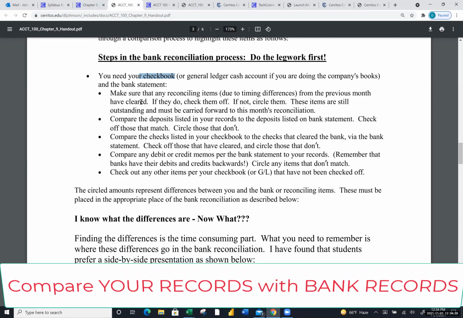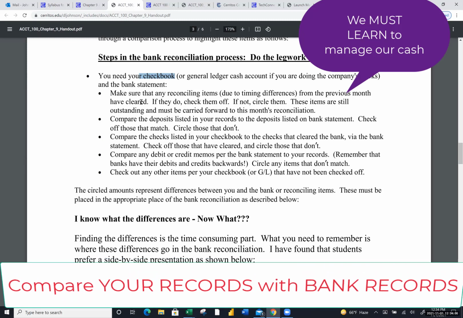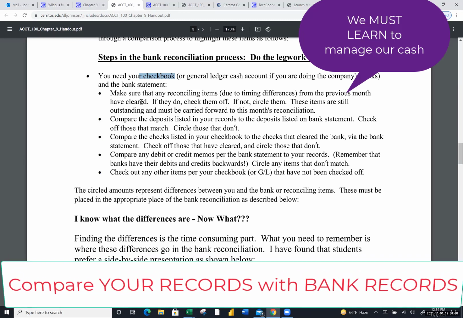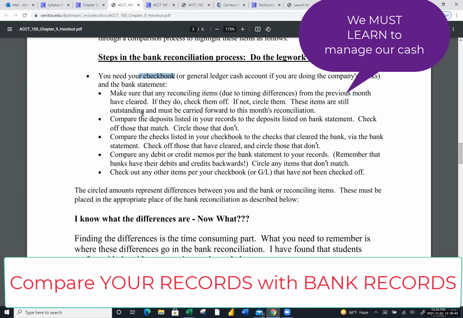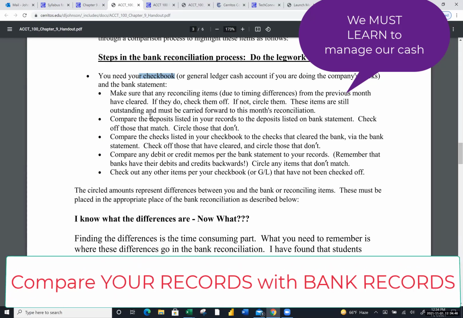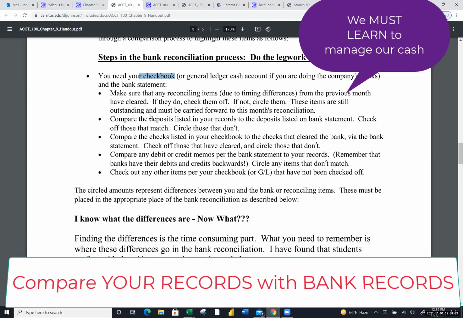The most important thing that I think you can take out of this chapter is the importance of managing your cash. And if you're not writing it down, if you're not tracking the expenditures, I used this saying last time, you're letting your money manage you instead of the other way around. So I think that's the most important thing we need to take away from this. If we don't know where our cash is going, there's no possible way we can manage it.